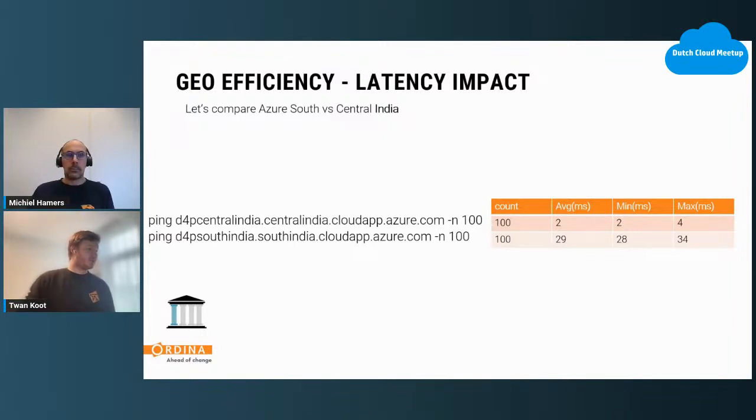Then we did the same ping command, but to the South India data center. And you see the difference there. It's 29 milliseconds on average, a minimum of 28, and a maximum of 34. So it seems to be a big hit on latency, but it's in milliseconds. I believe blinking is 20. It's faster than blinking.